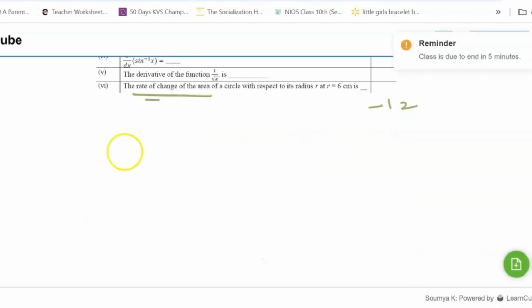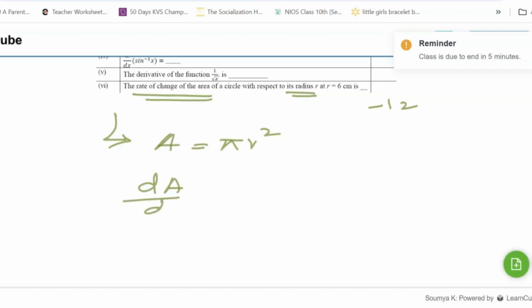The question is the rate of change of area of a circle with respect to the radius at radius r equal to 6 centimeter. What would be the answer? In that case, first, area is equal to pi r square for a circle, and dA by dr you have to find out, with respect to radius how it is changing. So find out its derivative. Pi is a constant. Bring it on the left hand side itself and find out r square's derivative. That means 2r will be the solution.